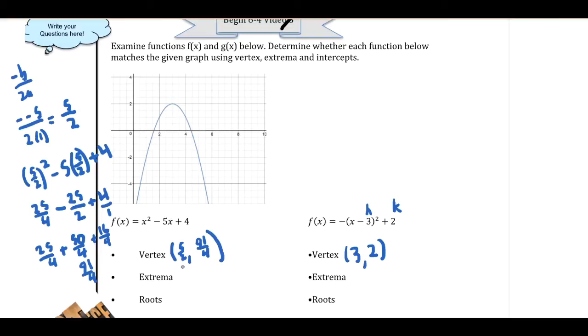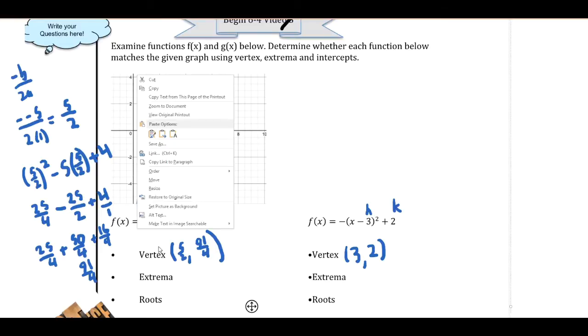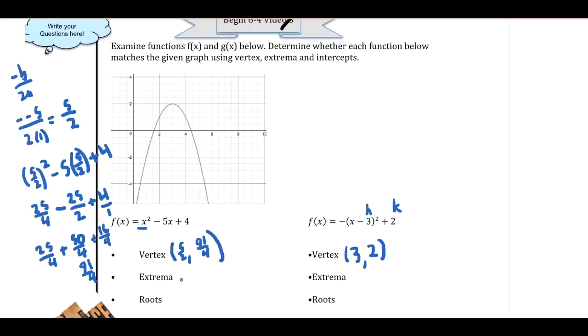Next thing to look at is the extrema. Remember, the extrema will match the vertex, but what we want to look at specifically is whether these are going to be maxes or mins. Now, our a value for our standard form equation is going to be positive, so this means that our extrema is going to be a max. Sorry, I misspoke there. The positive a value means that this is going to open up, so our extrema would be a minimum. On the other hand, our vertex form has a negative a value, so it's going to open down. Now since it's going to open down, our extrema should be a max.